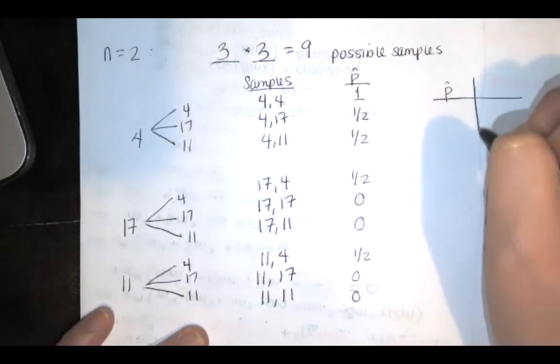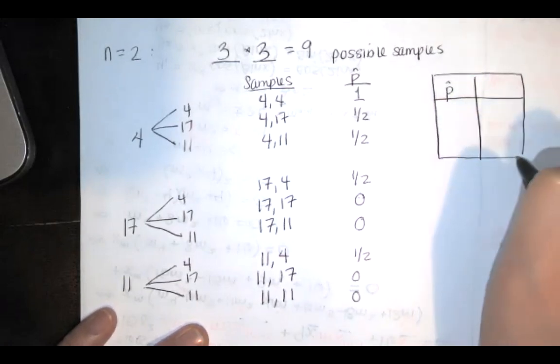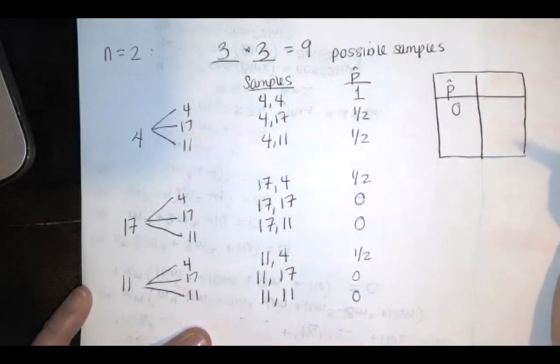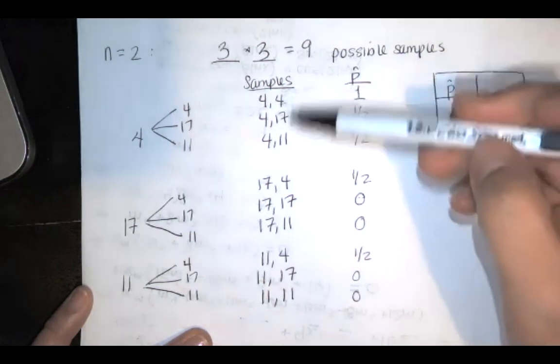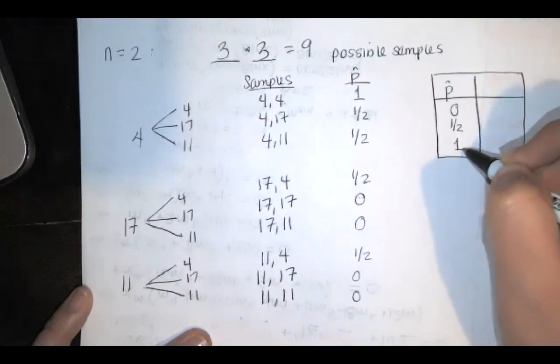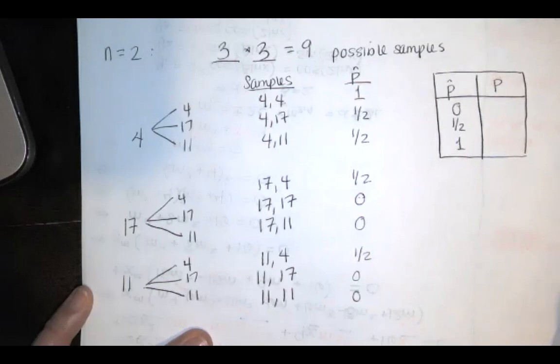So basically, you just want to list all of the possible p hats that you have. And we see that we've got 3 of them. So p hat could be 0. We might have, for a particular sample, 0 even numbers out of the n equals 2 numbers on our sample. Or you might have a sample proportion of 1/2. So you might get 1 even and 1 odd. Or you might have a sample proportion of 1. Maybe they're both even.